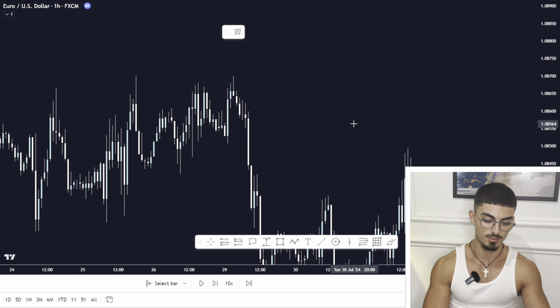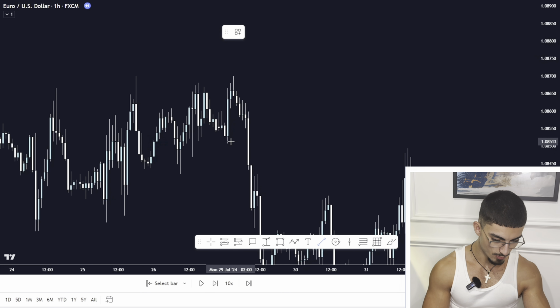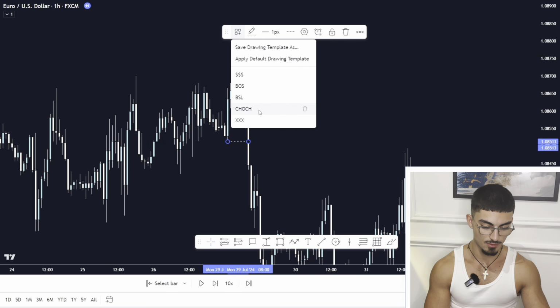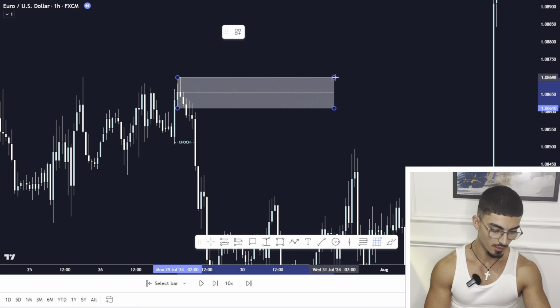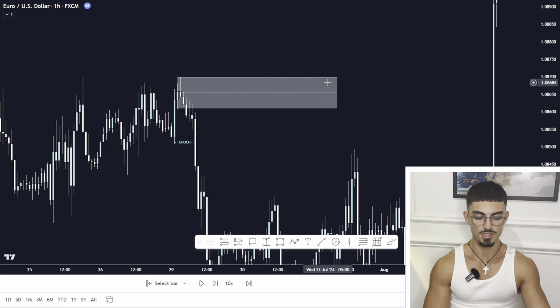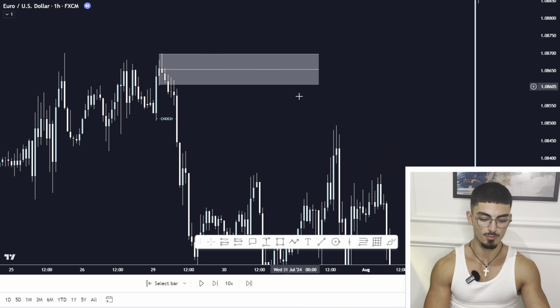Where would the change of character to the downside be? 3, 2, 1. It's going to be when we break below this low right here, giving us a change of character to the downside. And then what you do is draw out the last bullish candle before the move down, which is this blue one right here, okay? And that is your supply zone. Super, super simple. And you would wait for price to come into it and then take a possible sell.